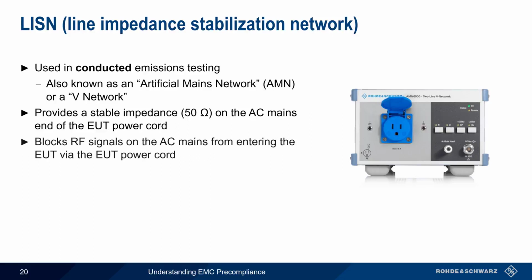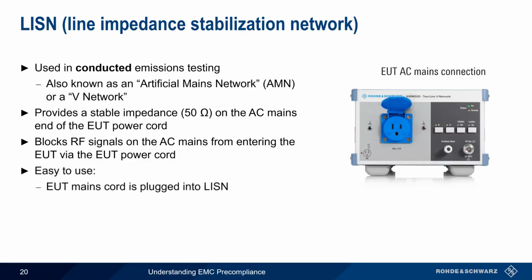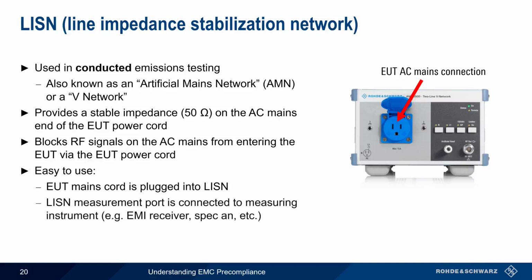Another important function of a LISN is that it blocks any RF signals present on the AC mains from entering the EUT via the EUT's power cord. This helps to ensure that any measured emissions are coming from the EUT, rather than being conducted in from the AC mains network. LISNs are very easy to use. The EUT is plugged into one port of the LISN, and the measurement port is plugged into our measuring instrument. LISNs are used in both compliance and pre-compliance testing, so conducted pre-compliance results made using LISNs are often a very good predictor of compliance measurement results.